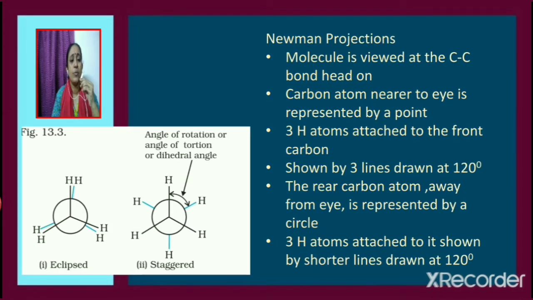Now consider Newman projections. You can see the figure given. In the Newman projection, the molecule is viewed along the C-C bond head-on. The carbon atom nearer to the eye is represented by a point. 3 hydrogen atoms are attached to the front carbon, and these are shown by 3 lines drawn at 120 degrees. The rear carbon atom away from the eye is represented by a circle, and the 3 hydrogen atoms attached to it are shown by shorter lines drawn at 120 degrees.